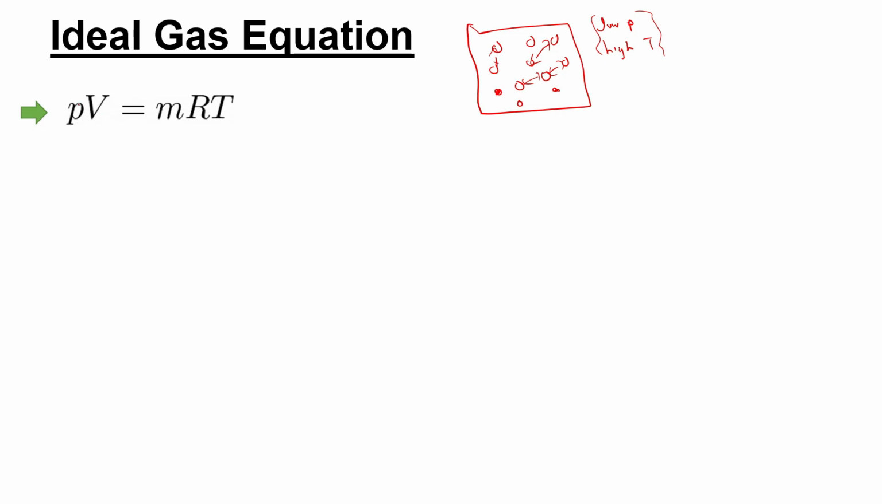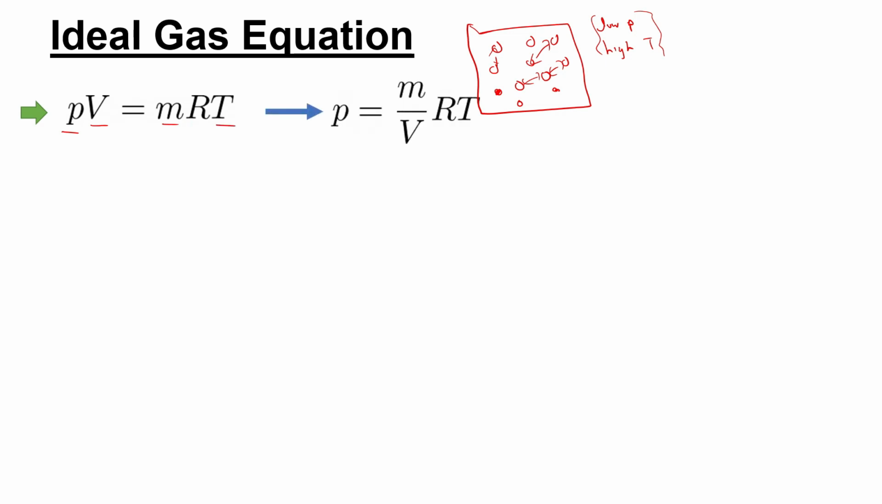This equation can be used only when you assume the gas to be an ideal gas. In this equation, the terms are pressure, volume, mass, characteristic gas constant, and T, temperature. You already have an idea about pressure, volume, mass, and temperature, but let us see what R is.